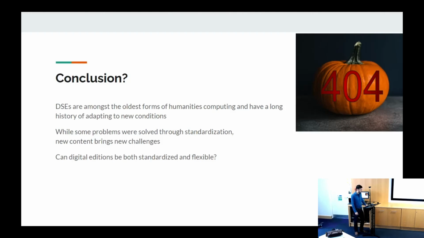They are usually not just digitized editions, but editions that try to embrace the methods of computational research. And this continues on. So they're not a static object. They're not something that just exists in an unchanged form for 40 years, but they've always tried to push the boundaries. Some problems were solved through standardization, and new content brings new challenges. I just talked about how the TEI standards, for me, struck this perfect balance between flexibility and standardization. And now, as you start to move away from text as the majority of content, can we do something like this again? Can we give people a system that is somewhat easy to use, somewhat standardized, but still flexible enough to embrace whatever form of content there might be? Can digital editions be both standardized and flexible?